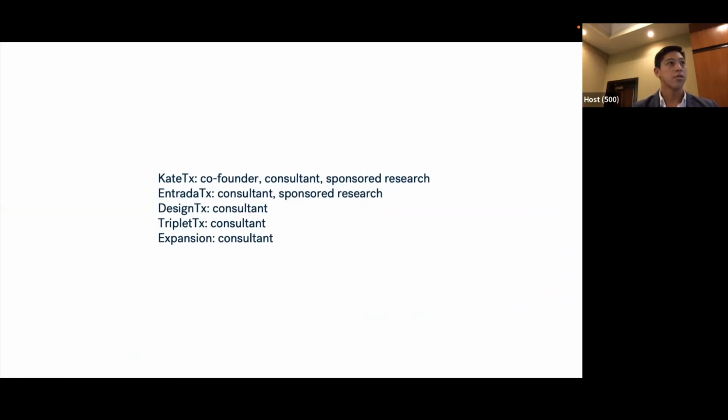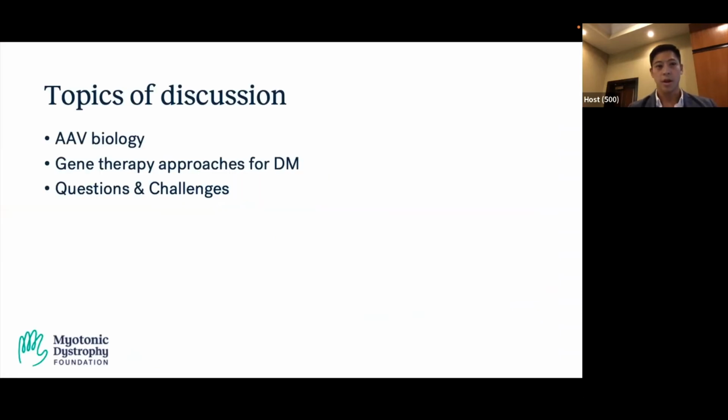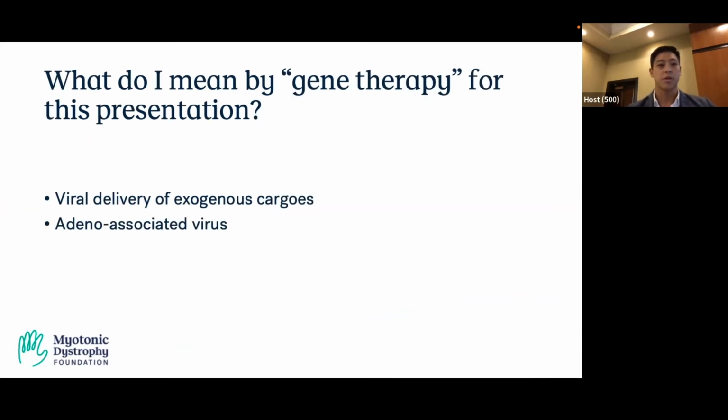So, just my disclosures. And then just a brief outline of the topics I'll cover: some basics of AAV biology, which are quite interesting from a basic perspective; an overview of the various gene therapy approaches that have been taken for DM; and then I want to highlight a number of the questions and challenges that face gene therapy as a modality in the context of myotonic dystrophy in particular.